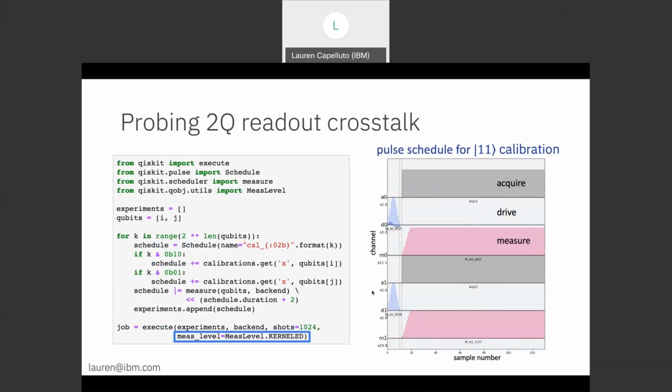So the important thing to note in this Qiskit code here on the left is that we're using kerneled measurement levels. So that means that when we get our measurement data back, we're going to get complex valued points rather than already classified data, as we would normally get for quantum circuits. On the right, we have an example of one of our pulse schedules, in this case, the 1-1 schedule, where both qubits have been excited and then immediately after measured with the acquisition and measure stimulus pulses.